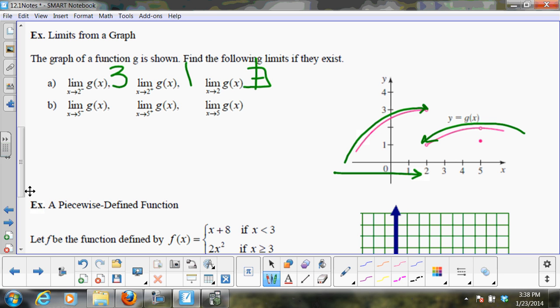Now if we're approaching 5 from the left-hand side, here's where 5 is. It looks like it's 2. The actual value of g of 5 is really 1. From the right-hand side, it's 2 again. Since they're the same, you get 2.